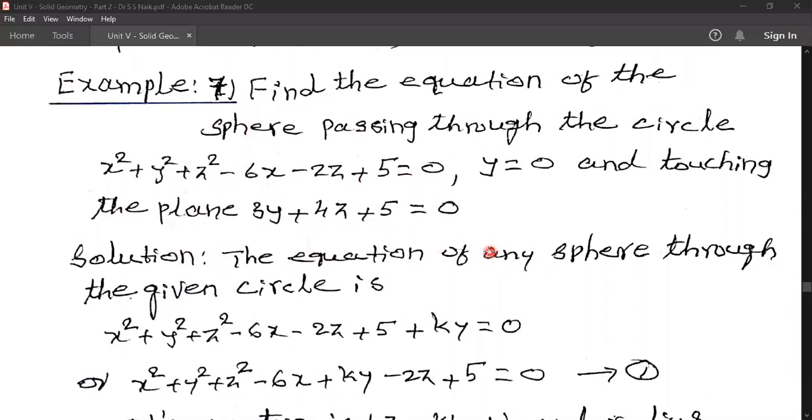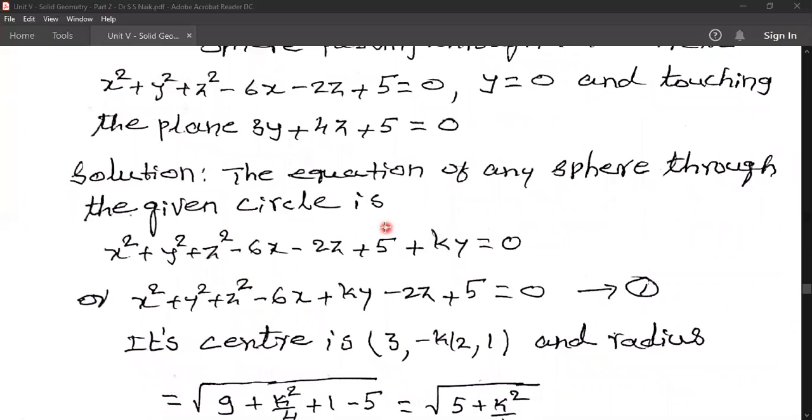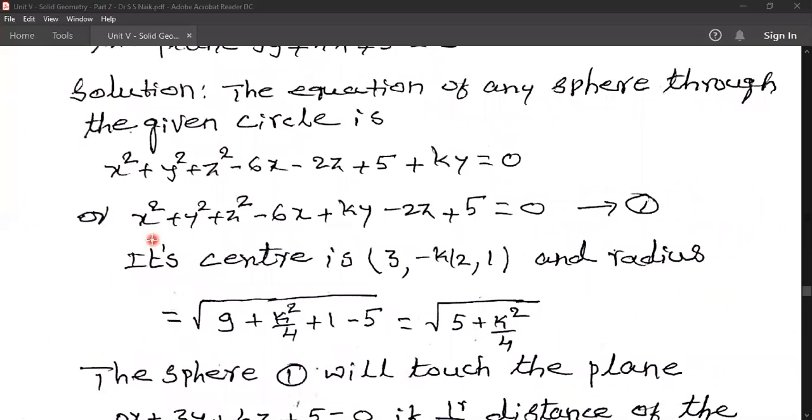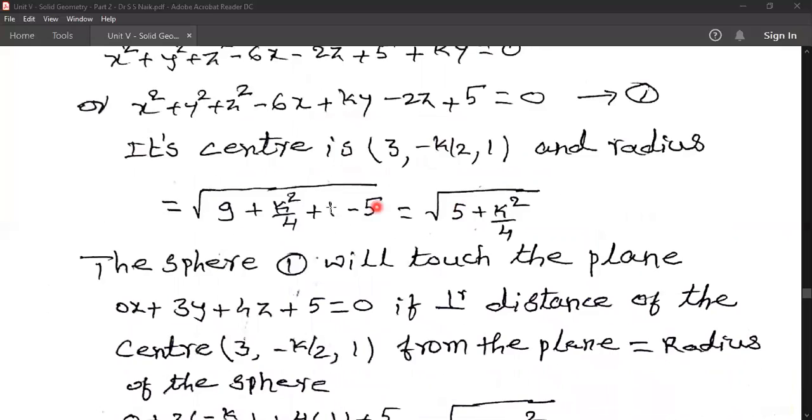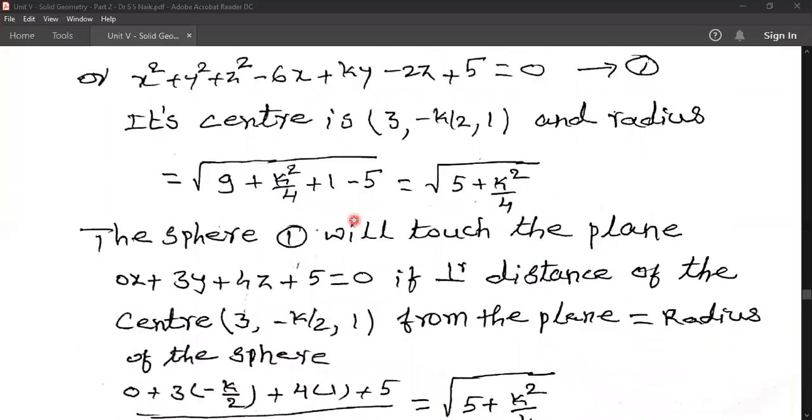The equation of any sphere through the given circle is x square plus y square plus z square minus 6x minus 2z plus 5 plus ky equal to 0. That is, x square plus y square plus z square minus 6x plus ky minus 2z plus 5 equal to 0. Now the center of this sphere is given by (3, minus k by 2, 1), and the radius is the square root of 9 plus k square by 4 plus 1 minus 5, that is, the square root of 5 plus k square upon 4.